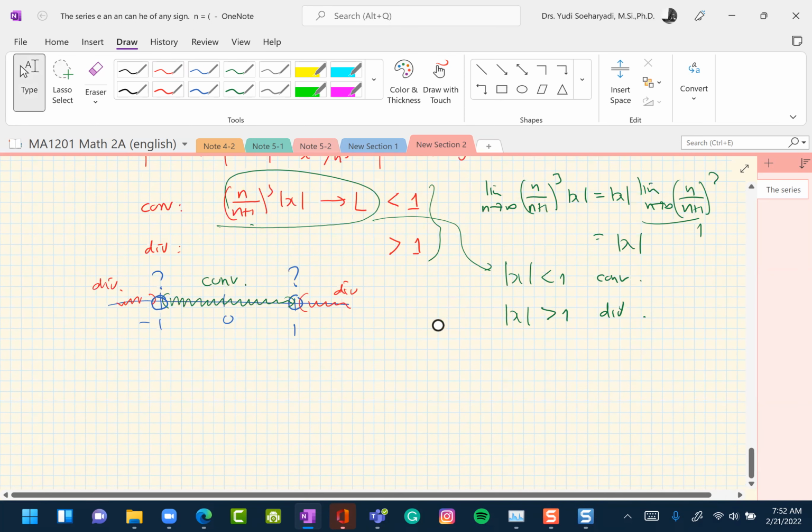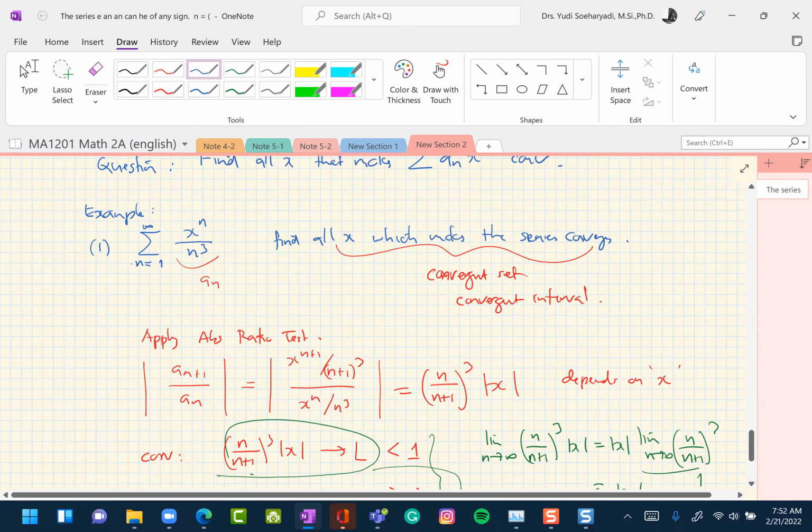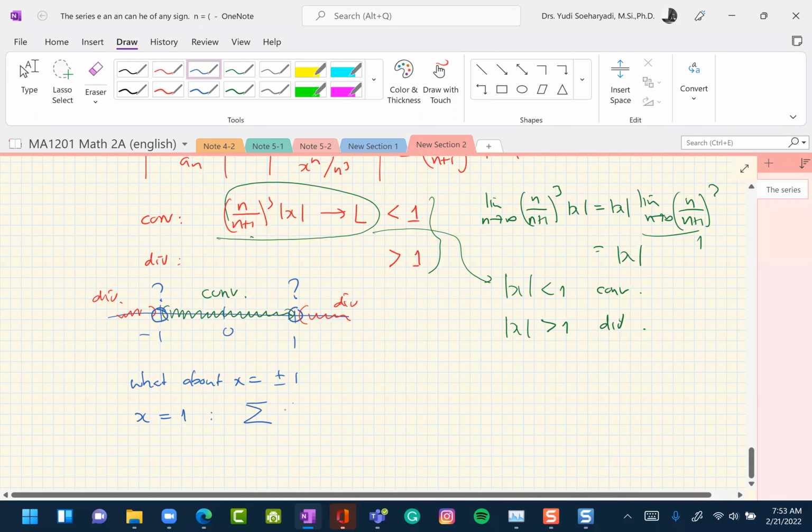The question is, what about x equals plus or minus one? Let's check one by one. If x equals one, what do we have here? Just plug in one for x. It's always one, so this is a p-series with p equals 3. So it converges.